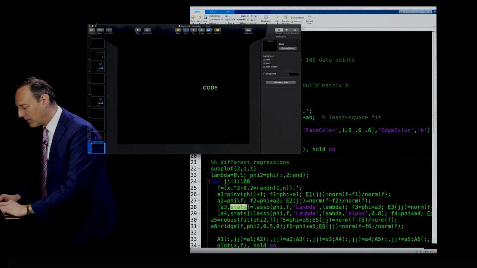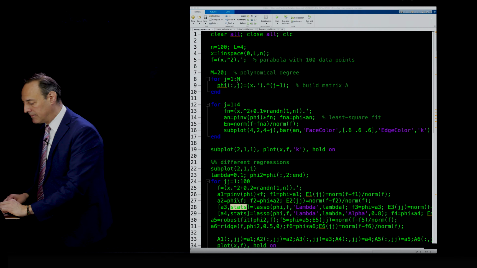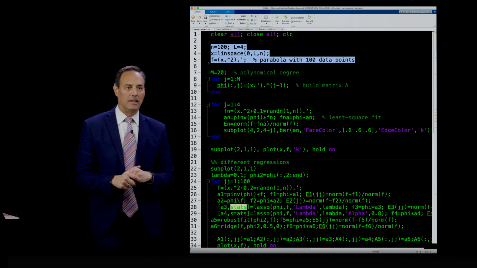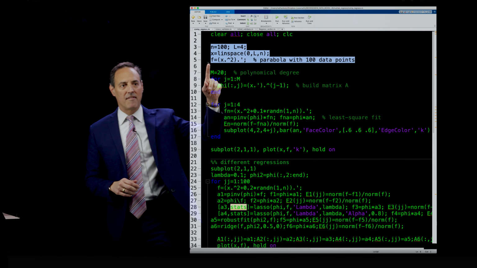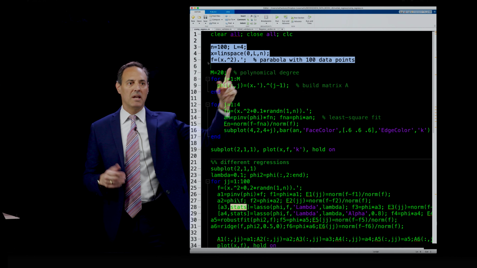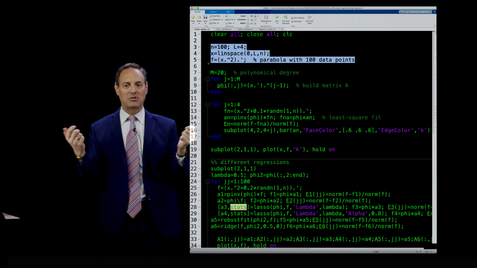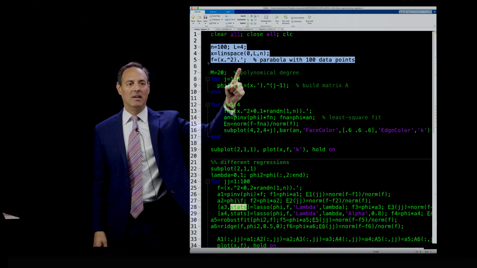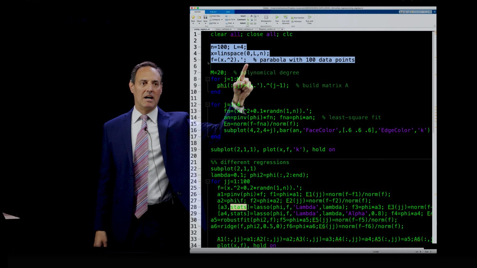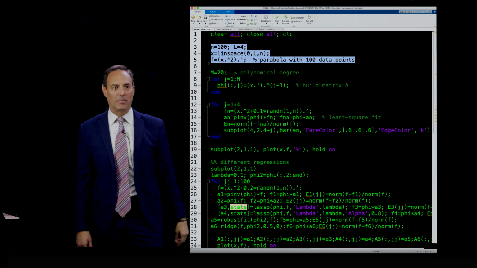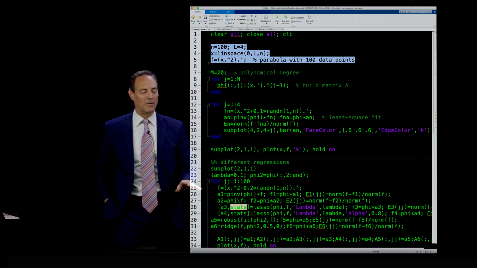So let's go to some code, and we're going to run through this in a simple example. All right, so here's what we're starting off with, the parabola. It's going to have 100 points. It's going to be on a domain of 4, so it's just f of x is equal to x squared. And here you go. Build a linear space from 0 to L, f of x is equal to x squared. Parabola with 100 points. Very simple.